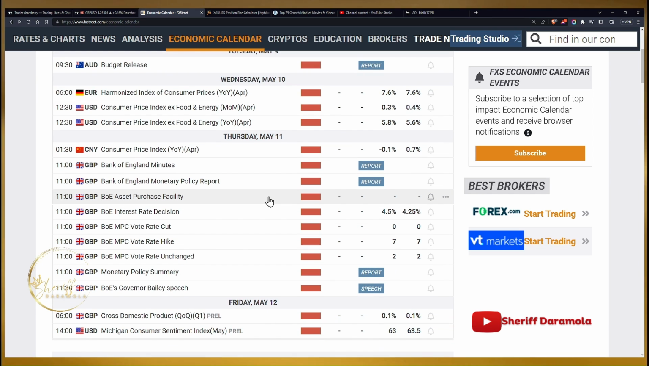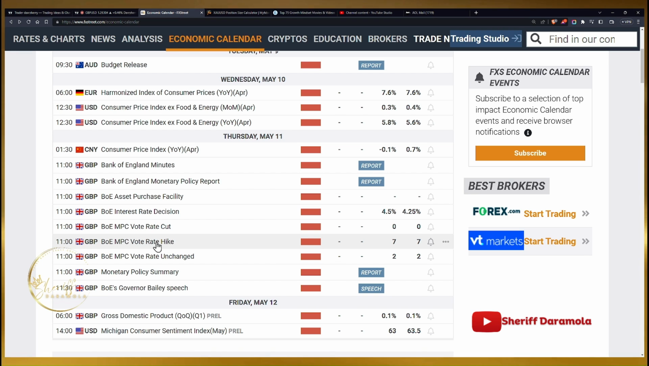Then moving on to Thursday, May 11, we have a handful of high impact events coming in from the UK economic docket here. The first one is the Bank of England minutes. We have the monetary policy report. We have the asset purchase facility. And we also have the interest rate decision, which is another key factor that will be determining the traction in the pound sterling for this week. And as you can see here, we have a consensus projection of a 25 basis point rate hike for this week. So let's see what is really going to be happening at that point.